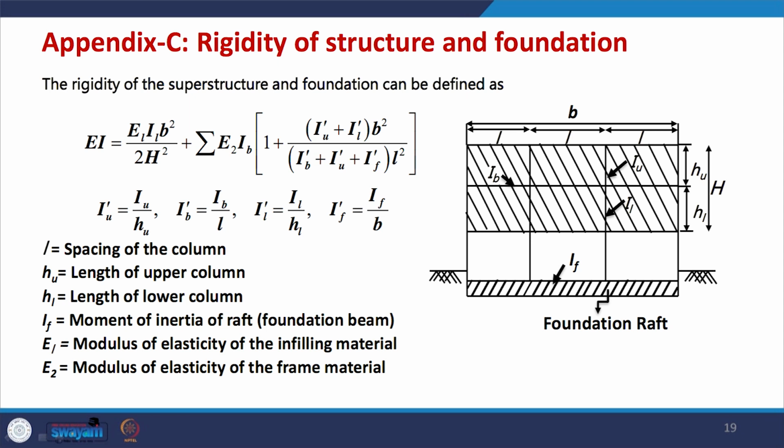L is the spacing of the columns, which is also given here in this direction, and IF is the moment of inertia of the raft, which is mentioned here. So, in this case you know the values of HU, HL, I and IF, and using these you can calculate other things, for example the prime values IB prime, IL prime, IF prime. Once these are calculated, you put them in the top equation and get the value of EI. The EI will be the rigidity of the superstructure and foundation, the relative rigidity.